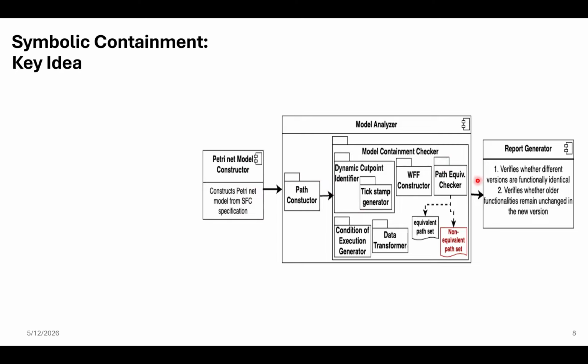Then there is a path-based equivalence checker, which checks that for all paths in the original, there exists an equivalent path in the upgrade. If this one direction is satisfied, then you can tell that one model is contained in the other. And for a non-equivalent path, this containment checker also reports which path is non-equivalent.